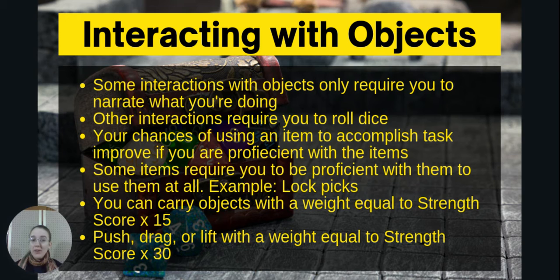And of course, another thing you have to do is carry your stuff. You have to carry your bedroll, your rations, all of this. You can carry objects with a weight equal to your strength score times 15. And sometimes you've also got to push, drag, or lift objects. For example, you might have to lift one of your party members and carry them. The amount you can lift is your strength score times 30.